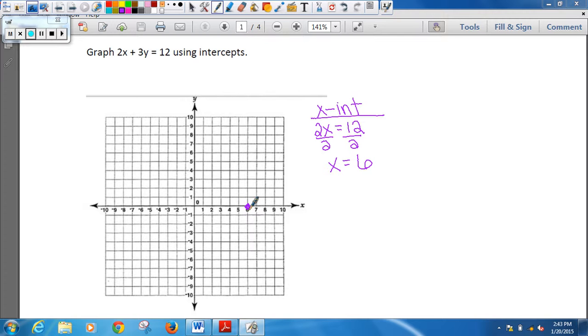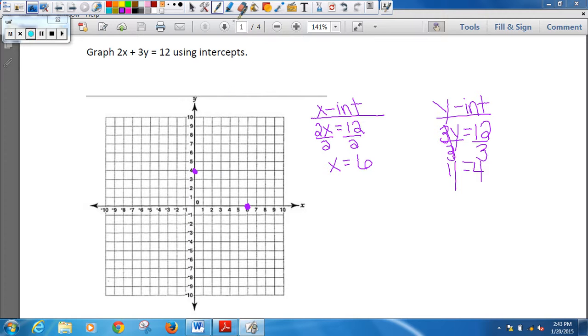So I put a point on my x-axis at 6. My y-intercept then, which is also your b, you want to think of it as that, is when x equals 0. So I replace x with 0. 2 times 0 is 0. So I'm left with 3y equals 12. Divide both sides by 3. And we end up with y equals 4. So over here, my y-intercept is 4.